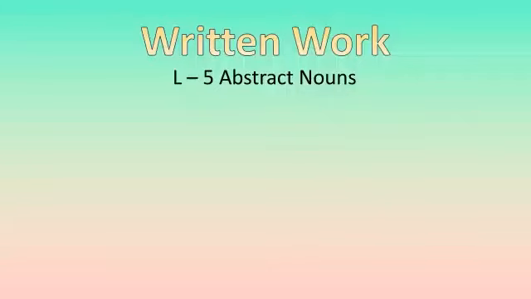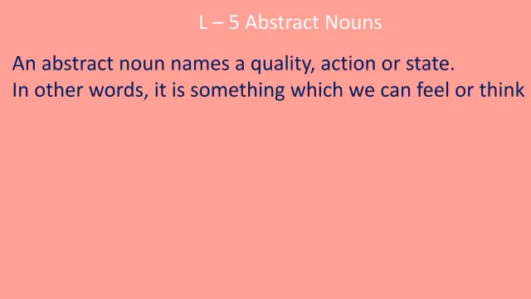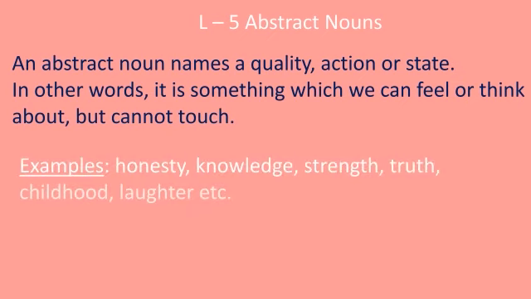Let's begin with the written work of lesson 5, abstract nouns. So children, take a fresh page in your English grammar notebook. Name of the lesson, lesson 5, abstract nouns. An abstract noun names a quality, action or state. In other words, it is something which we can feel or think about but cannot touch. Examples: honesty, knowledge, strength, truth, childhood, laughter, etc.